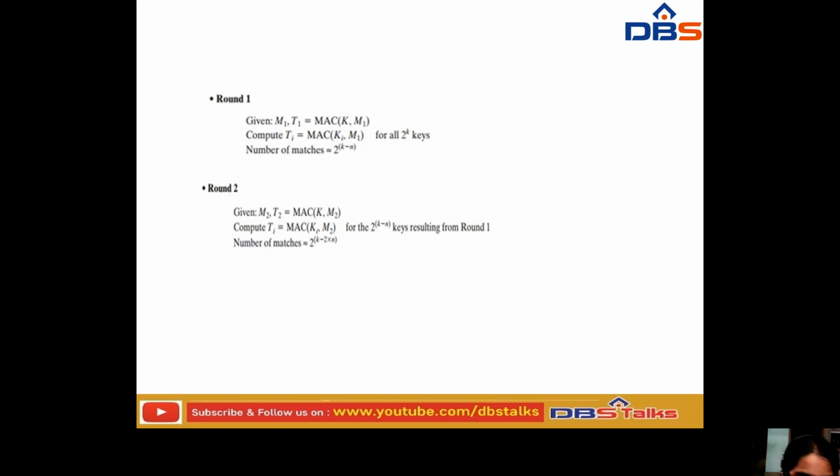Then in round 2, given M2 comma T2, such that T2 is equal to MAC of K comma M2, in round 2 also we apply it just like that. We perform many iterations like that up to round n, based upon the blocks that we have divided. Given M2, T2 is equal to message authentication code of K comma M2, then compute Ti is equal to MAC of Ki comma M2 for the 2 power k minus n keys resulting from round 1. So the number of matches is 2 power k minus 2 times n. This is how we go through round 1, round 2, and so on up to round n, applying the computational process like that.